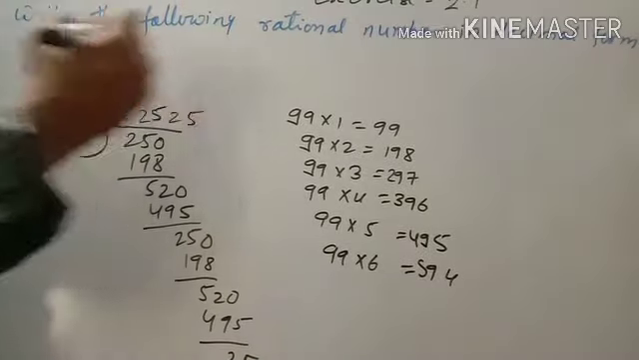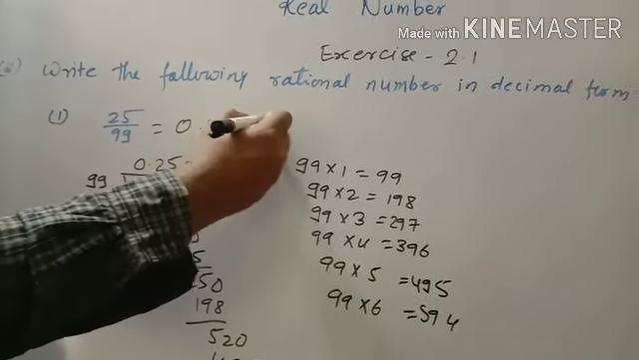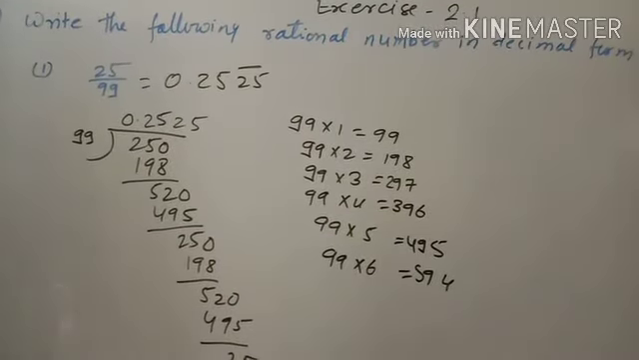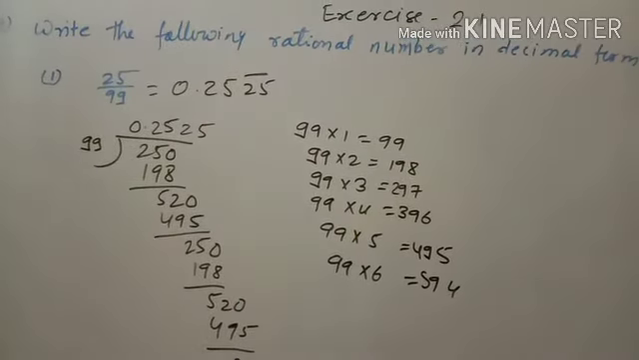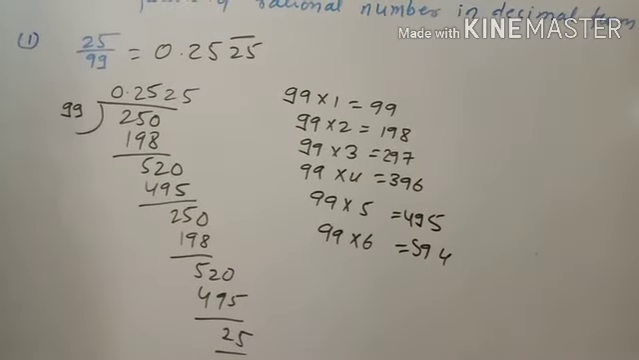So it's repeating. We write 0.2525. 25 is repeated. Therefore it is recurring. The answer for 25 upon 99 is equal to 0.2525 recurring.